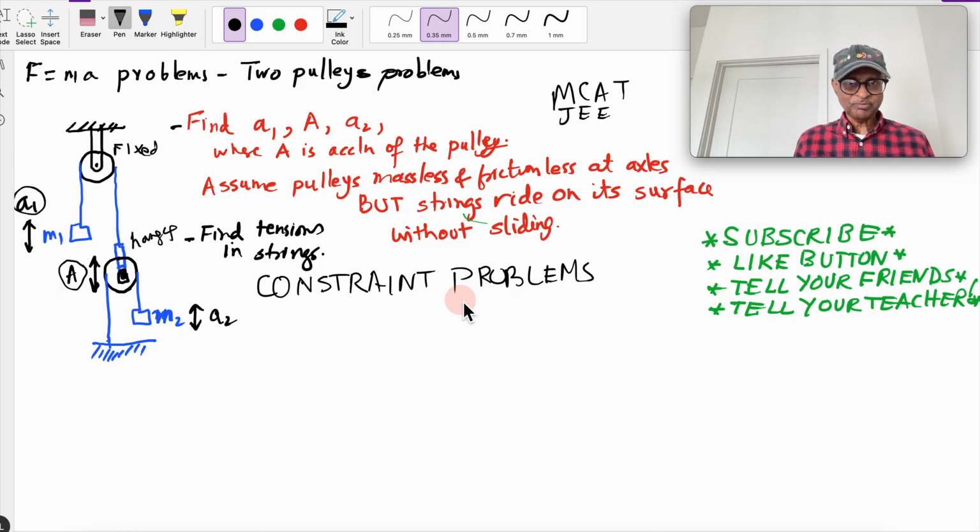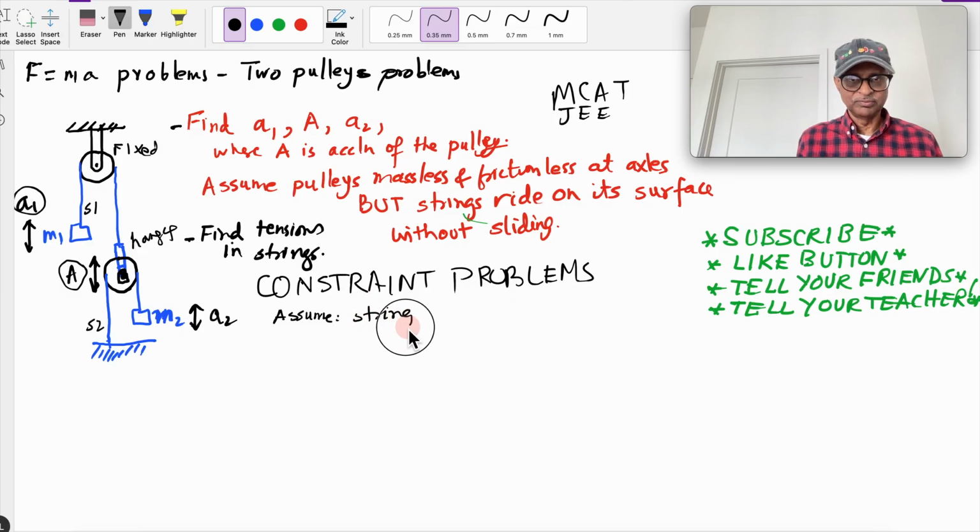So one of the things would be that this string is string 1 and there's a string 2. Their lengths are fixed. This isn't stated in the problem, so the assumption is strings are not extendable. Our strings are inextensible.